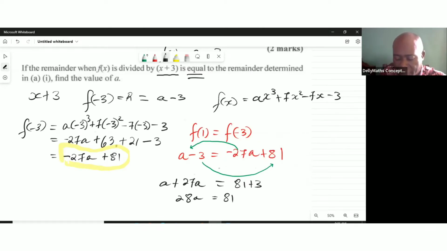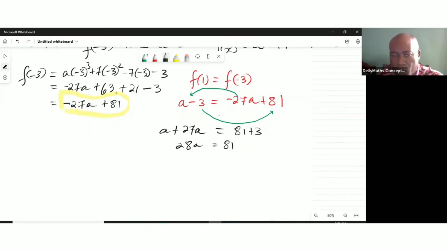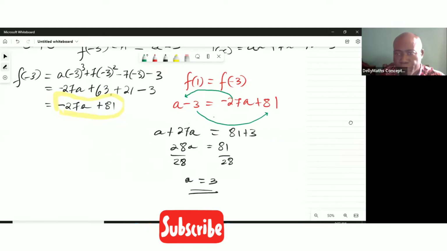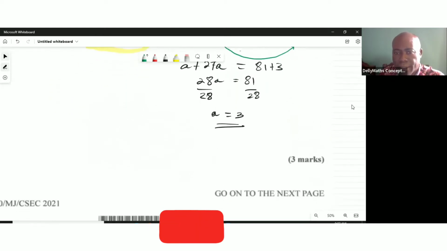So then at the end of the day, we want to divide throughout by 28. So the value of a is equal to 3. All right, so there it is. We found out that a is equal to 3. All right, let's go further.